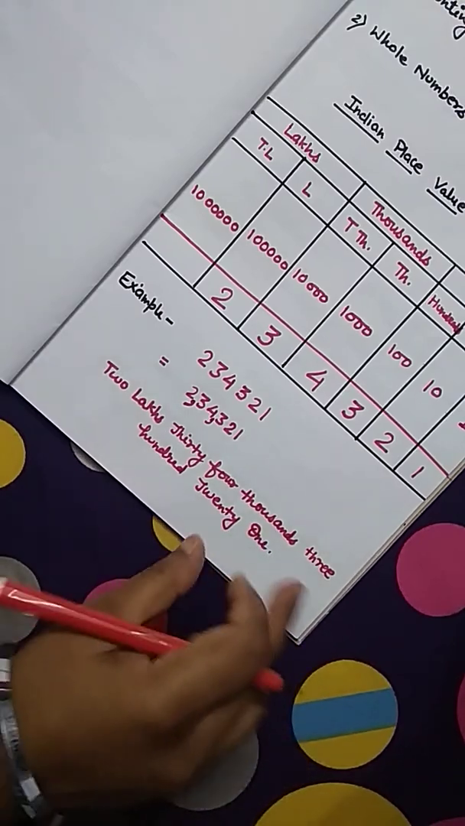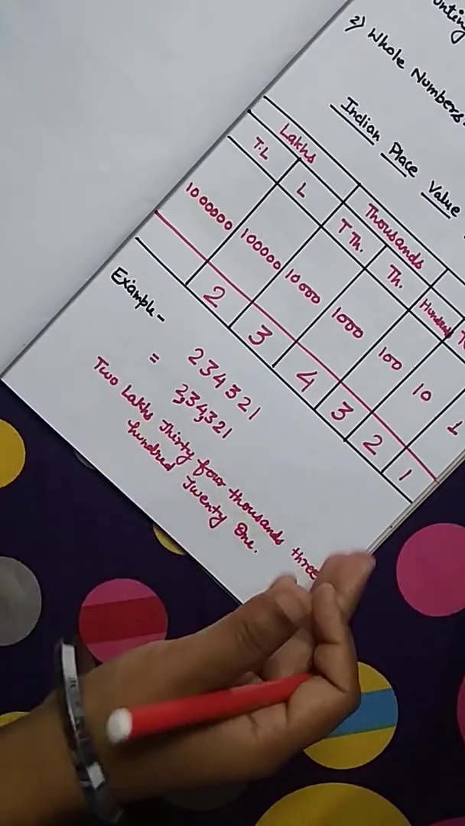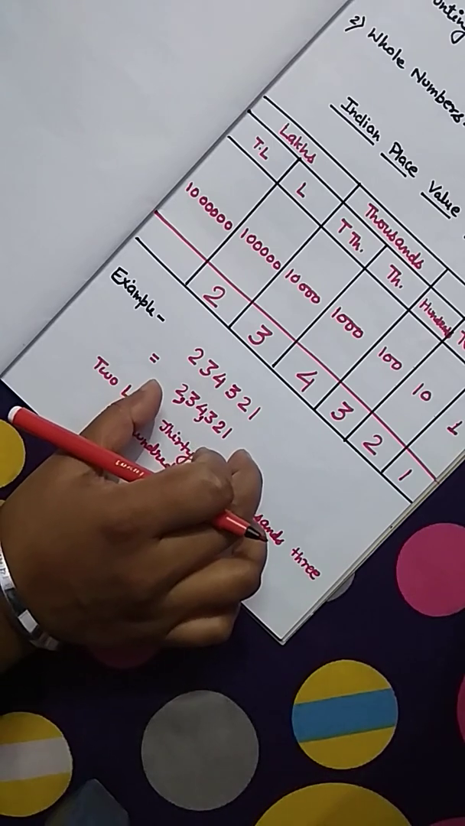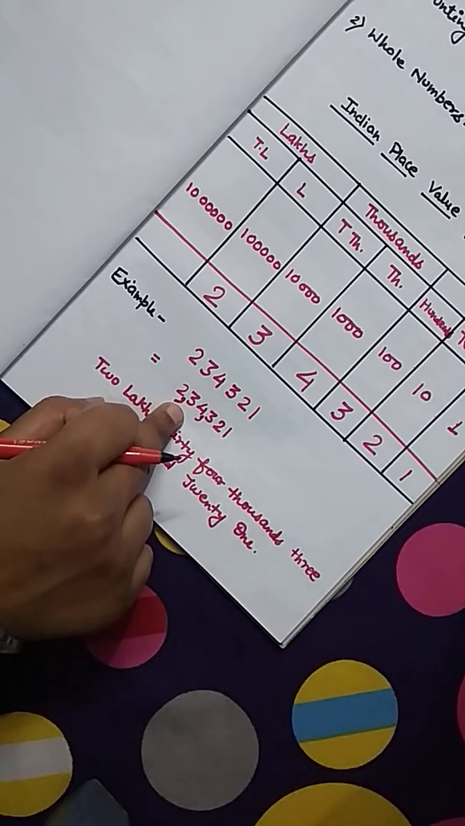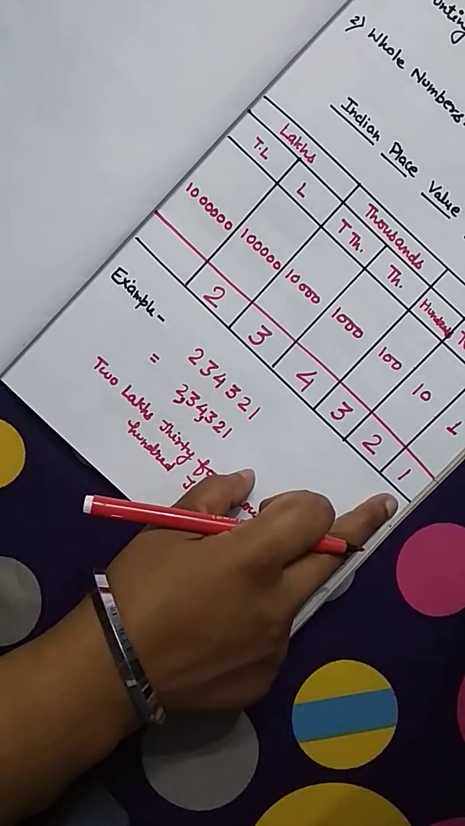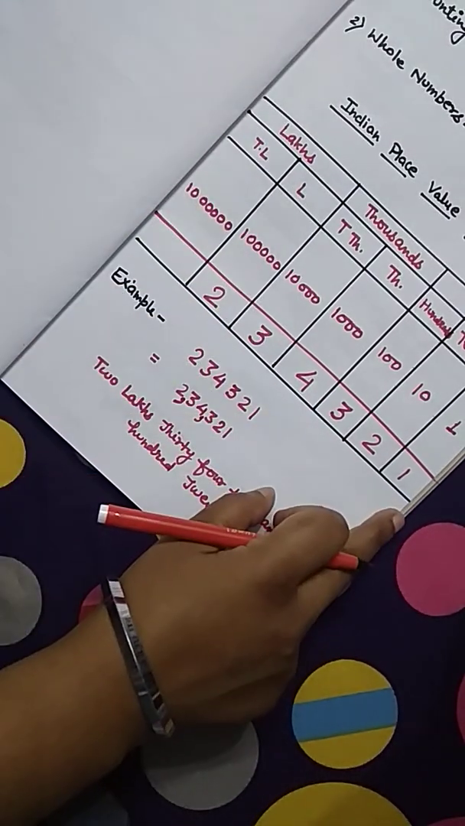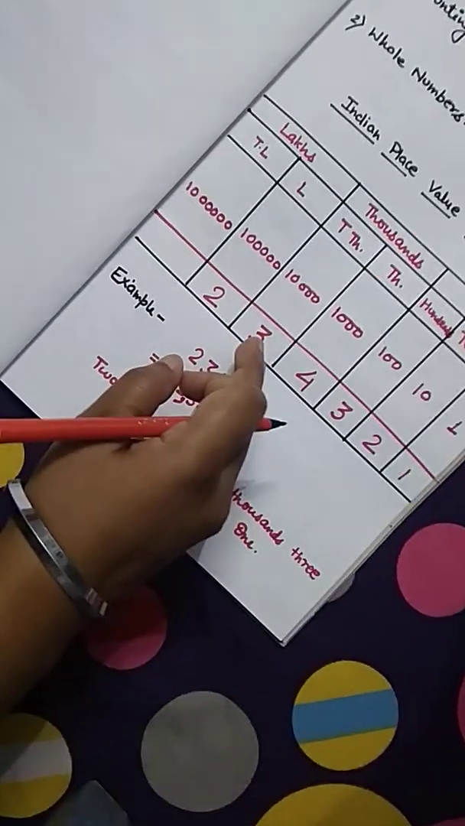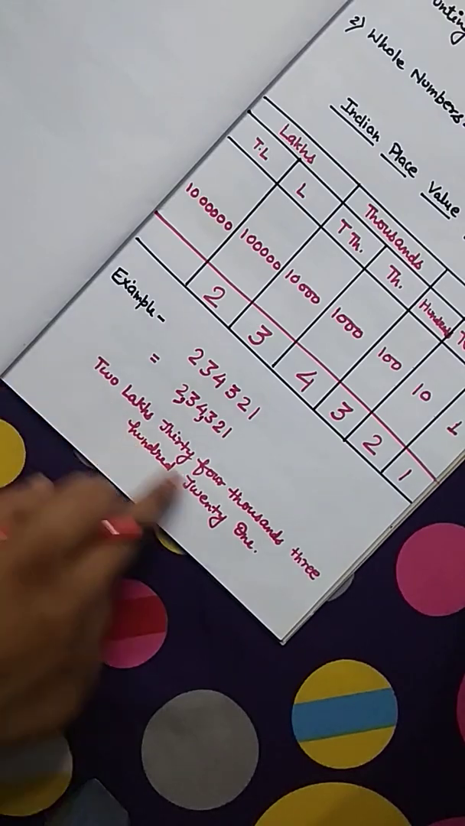So if you get any number, first you have to convert it into standard form, then set it in the Indian place value chart this way, and then you have to write the number name.